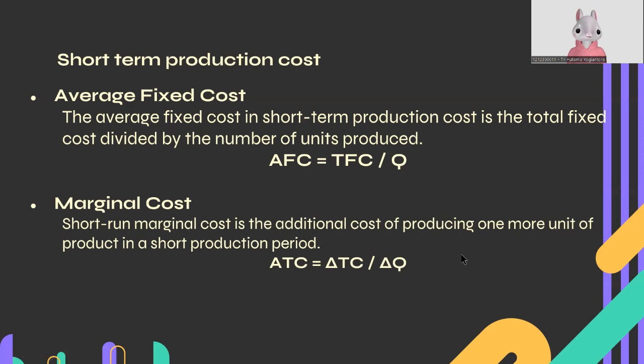And the last is marginal cost. Short-run marginal cost is the additional cost of producing one more unit of product in a short production period. This will help the companies understand the additional costs associated with their production decisions. To calculate the marginal cost, MC equals delta TC divided by delta Q.